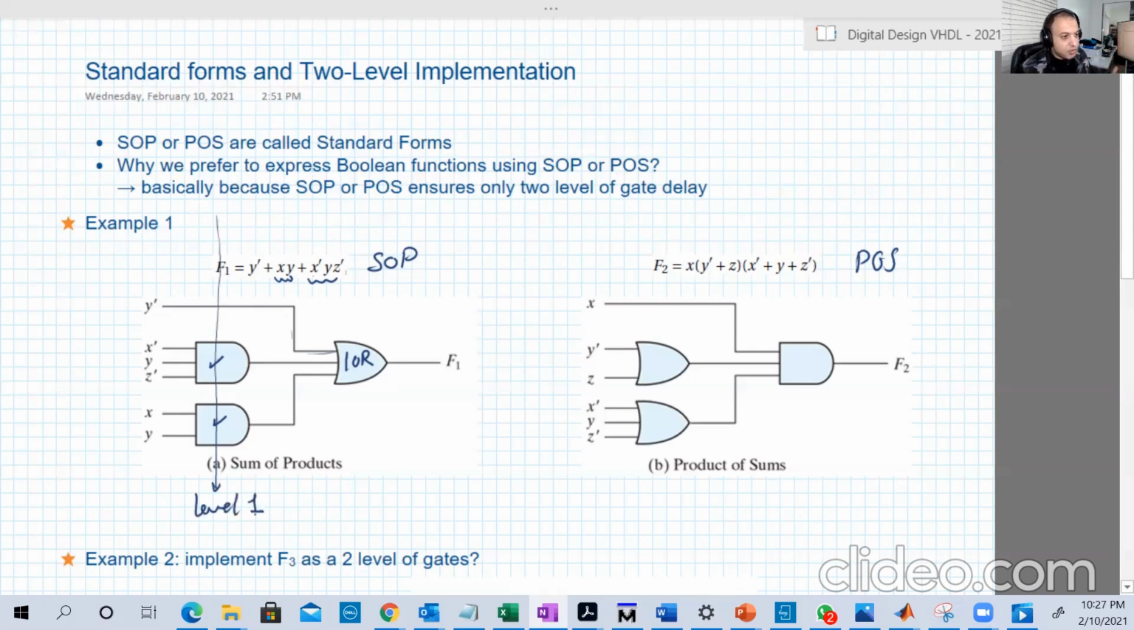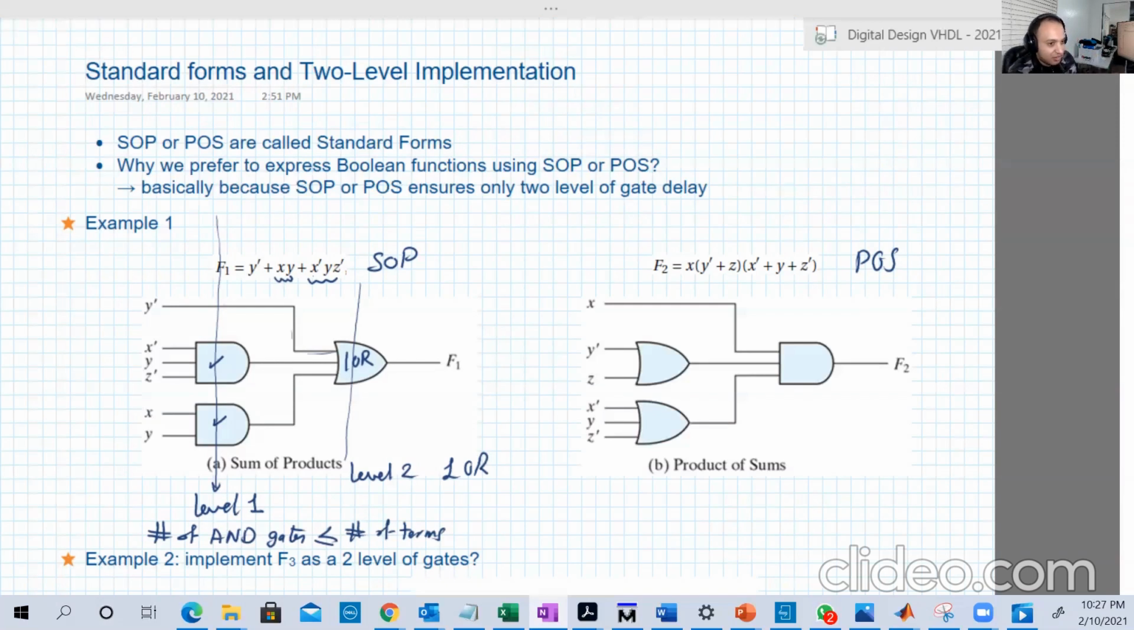And level 1 in sum of product forms has a number of AND gates less than or equal to the number of terms that you have. Then in level 2, you have one OR gate. You may have 1 million terms, but all of them will be inputs to one OR gate. Of course, assuming that you can have an OR gate that has a million inputs as a circuit. So this is a practical consideration. But theoretically, you all the time have two levels.